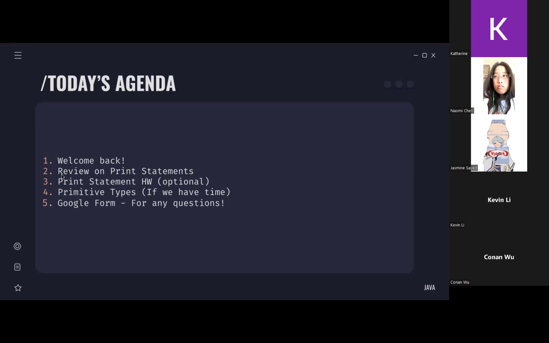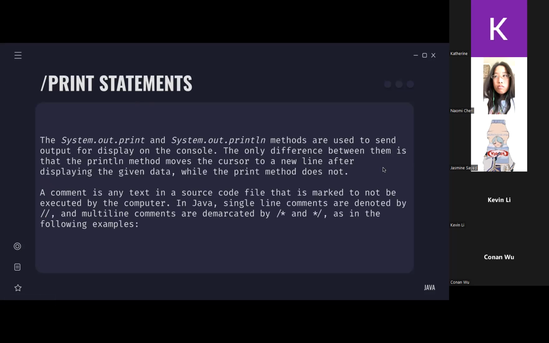Next up, we're going to be reviewing what we learned last week on print statements. I'm also going to go over optional print statement homework, which I feel would be beneficial if you guys are interested in doing. It's a good way to practice what we learned and punch it into you so that it's easier for you to remember when you decide to code by yourself. I was going to go over primitive types, but we don't really have time. And lastly, I have linked our Google form at the very end if you have any questions or comments that you would like to send for us, and that we'll answer next week.